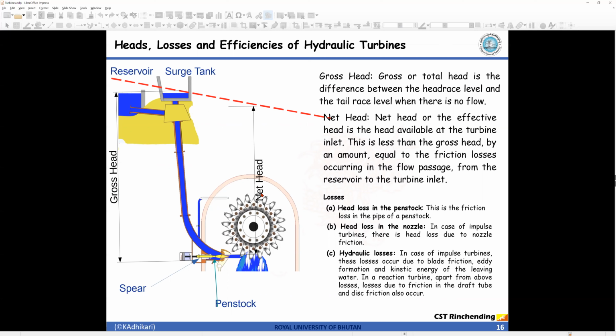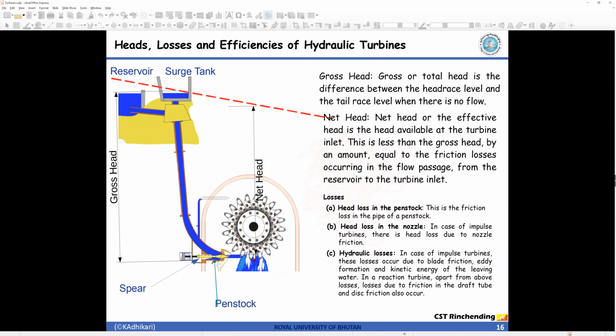All right, and let's also discuss the losses, from where there can be losses. Head loss in the penstock is basically because of the frictional losses. Head loss in the nozzle. Now we know that pressure is converted into kinetic energy in the nozzle, right? When water flows through the nozzle, there are some losses. And hydraulic losses, when it strikes the blade, there is some friction here.